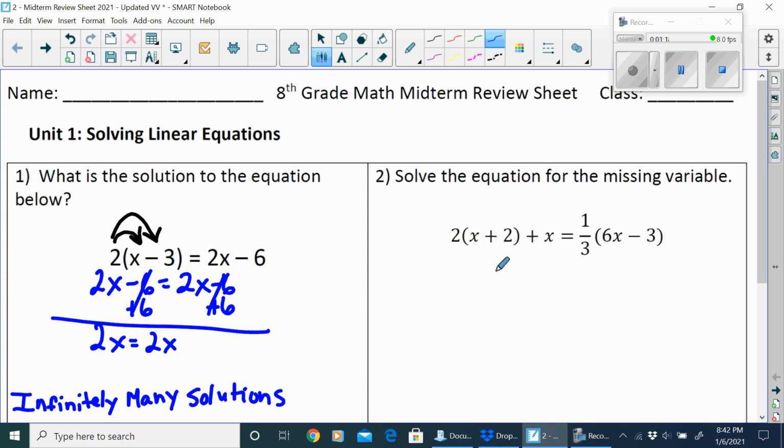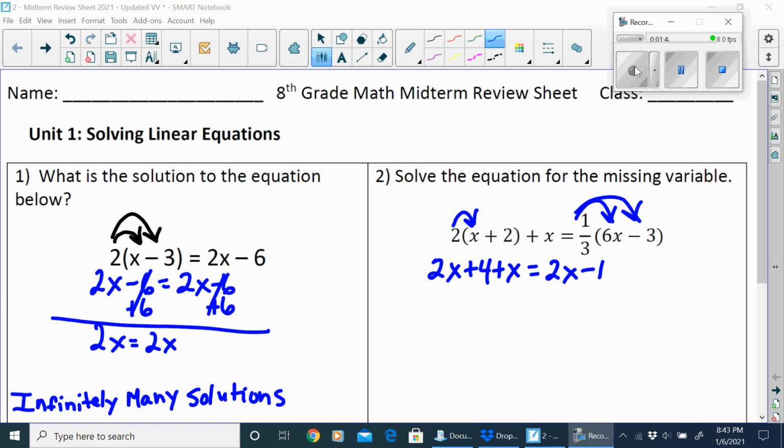Number 2, solve the equation for the missing variable. First, we do distributive property. The 2 to the x, the 2 to the 2. And on the other side, the 1/3 to the 6x and the 1/3 to the negative 3. So you get 2x. 2 times 2 is 4. You bring down the other x. Equals 1/3 of 6x is 2x. 1/3 of negative 3 is negative 1.